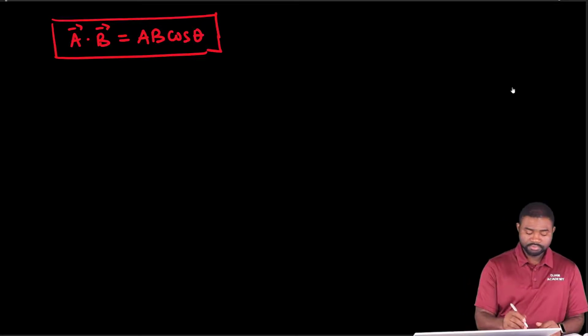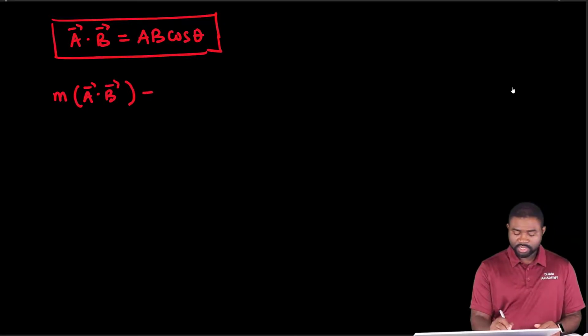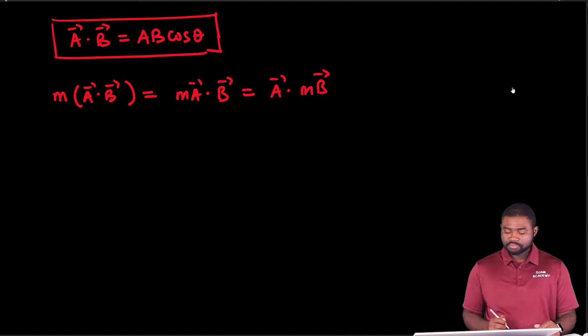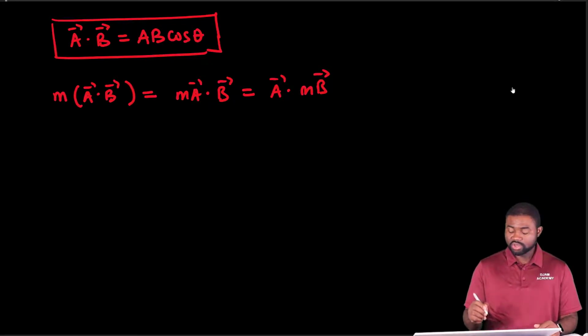For example, if M bracket A dot B, this can still be equal to M A dot B, or this can be A bracket M dot B, or this can be equal to A dot MB. The order does not really matter.